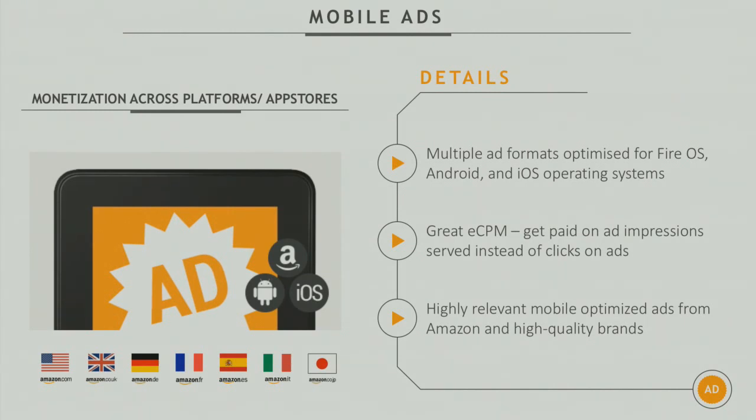So it offers really good revenue potential because we actually pay on impressions rather than clicks. And the ads themselves are highly relevant and mobile optimized, either for Amazon itself or from high-quality brands that we've taken the time to vet. So the program is available in several geographic regions, including the US, UK, Germany, France, Spain, Italy, and Japan. Although you as a developer can obviously be located anywhere. It's just those are the regions where the ads are actually served. So as long as you have customers in those areas, the Amazon Mobile Ad Network is a great option.